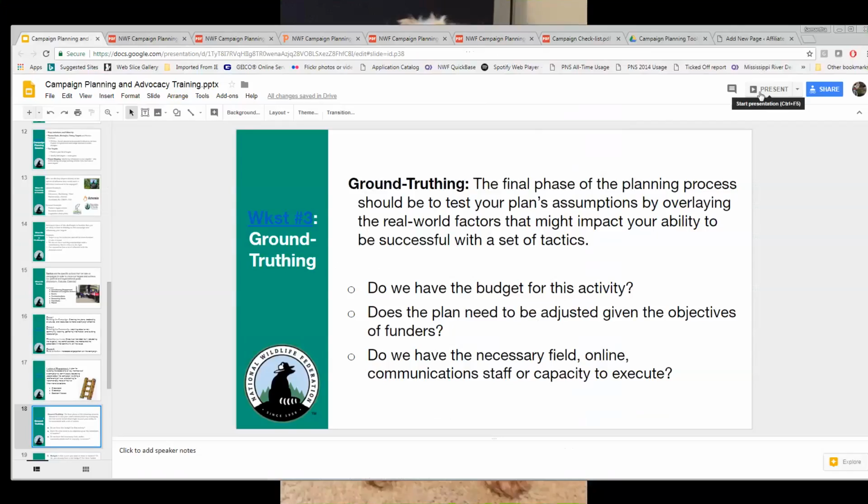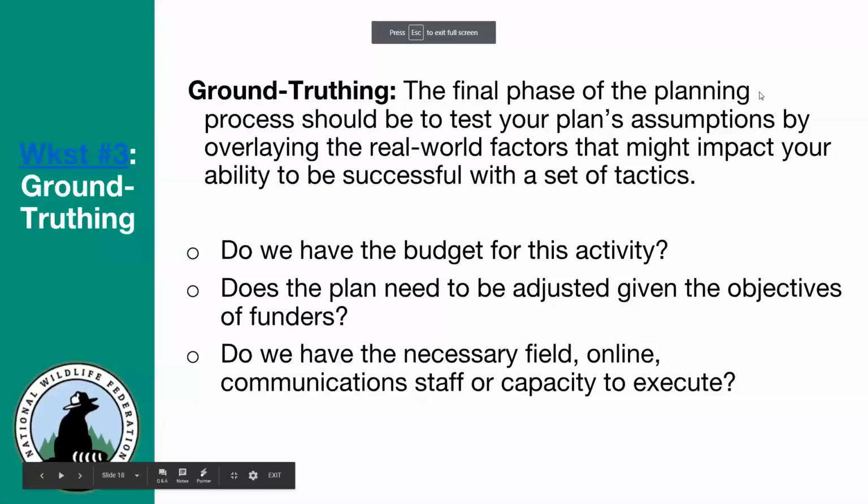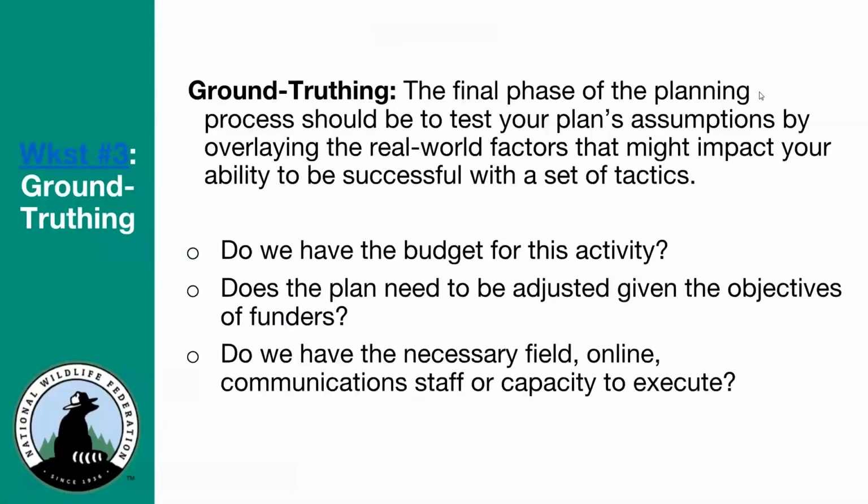When you're at worksheet 3, what do I mean by ground truthing? Ground truthing is the final phase of the planning process, when you're testing all of your plan's assumptions by overlaying real-world factors that are going to influence your ability to be successful. I like to think that all the pre-planning, all of the campaign planning session, all those first 2 worksheets is when we get to be strategic, brilliant thinkers. We get to think big, be creative.